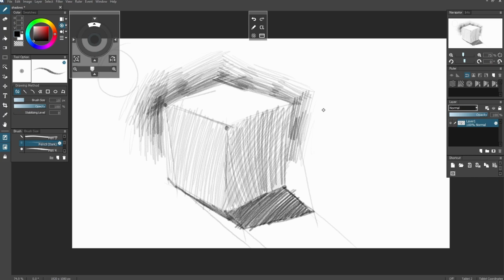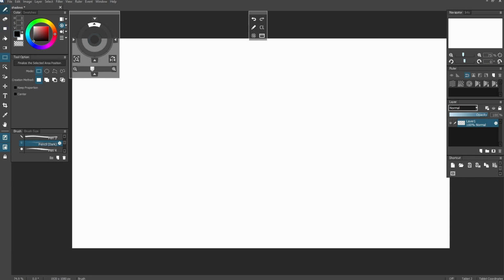Okay, so we have this. This is shaded, and this is shaded. So now our cube is basically finished. Now let's do this one more time so that you really understand it. Again, this time I'm going to make it look as if the shadow is going in the other direction. So let's just draw a cube.